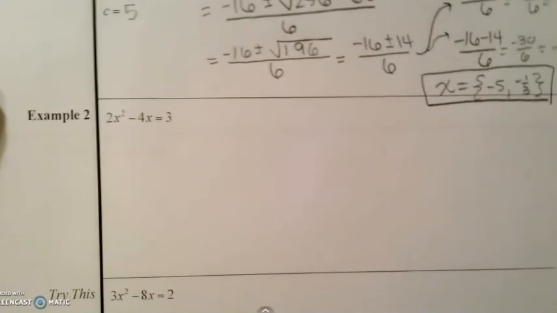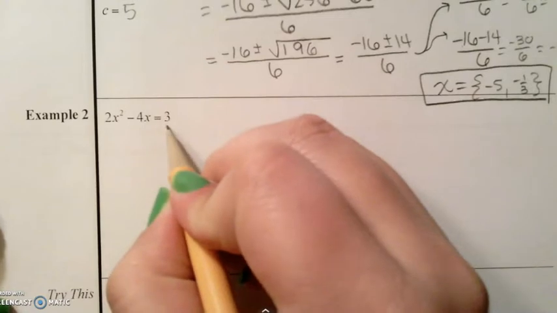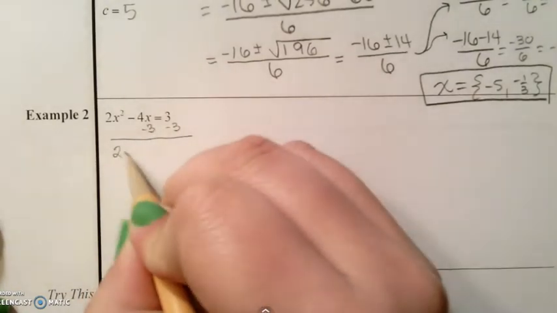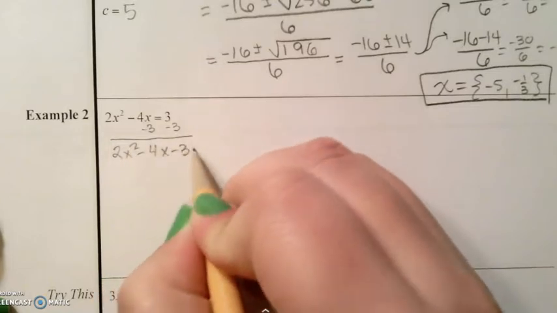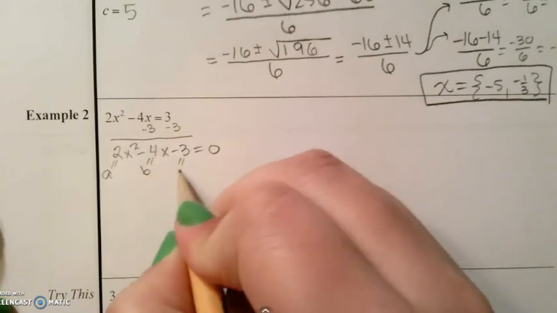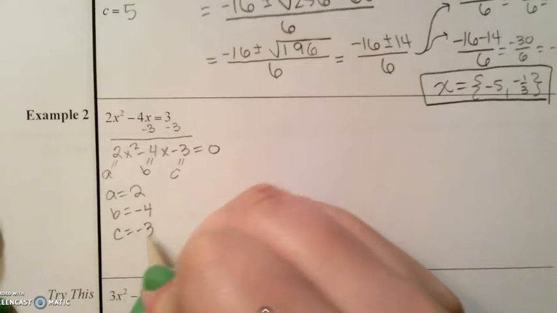Our first step when we're looking at this, does it factor? No. Could I complete the square? Sure. But what I want to do is I want to practice using the quadratic formula. So let's identify our a, b, and c. Now, in order to use the quadratic formula on this, it has to be in standard form, meaning it has to be set equal to 0. So we need to subtract 3 from both sides. 2x squared minus 4x minus 3 equals 0. And then our first one is a, second is b, and third is c. So a is 2, b is negative 4, c is negative 3.